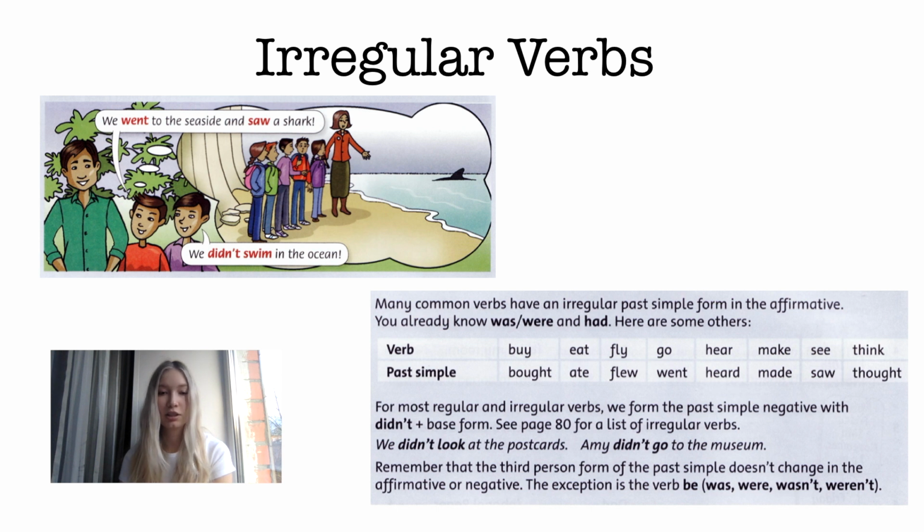So for most regular and irregular verbs, we form the past simple negative with didn't plus base form. Как вы знаете, для 99% правильных и неправильных глаголов, чтобы образовать отрицательную форму прошедшего времени, нам нужно использовать didn't, и затем прибавляем инфинитив. Здесь этот инфинитив называют base form, базовой формой.